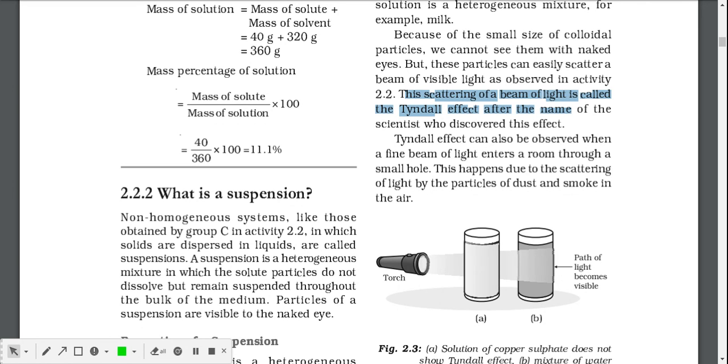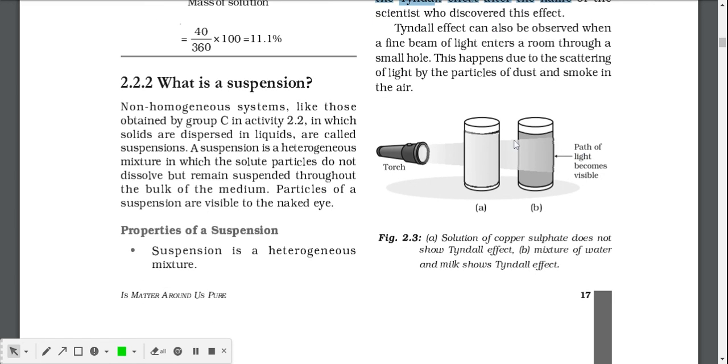So, Tyndall effect can also be observed when a fine beam of light enters a room through a small hole. This happens due to the scattering of light by the particles of dust or smoke in the air. So, what is Tyndall effect basically? When there is a dark room and there is a window in that dark room and the light enters from outside to inside through that window, you can observe that the path of the ray of light is quite visible. Why is it visible? Because there are some dust particles lying in your room, which make the path of that light visible, right? You can do this kind of experiment also.